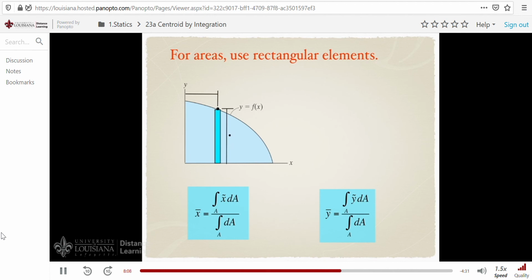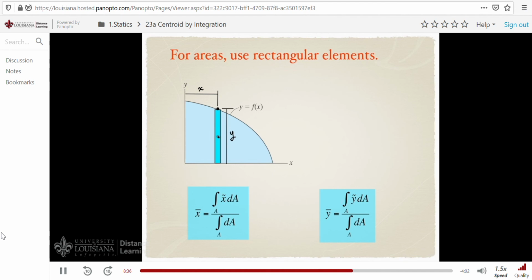So that way you can define its size. This, of course, is y up, and it's a distance of x over. Now that it's been located, we can define the area of the element. It's simply equal to y, the height of the element, times the thickness, dx. Also, we need to find the location of the center of the element, and that defines our coordinates, x tilde and, of course, y tilde.